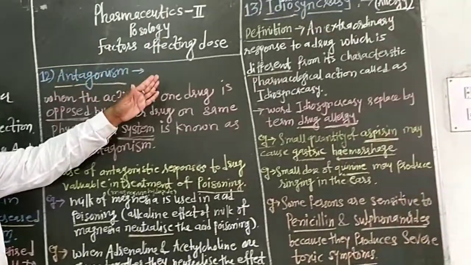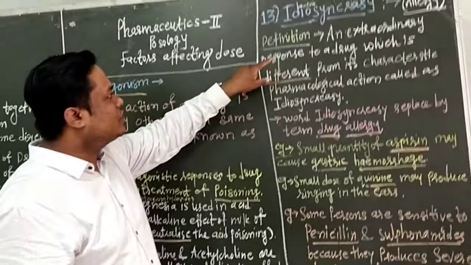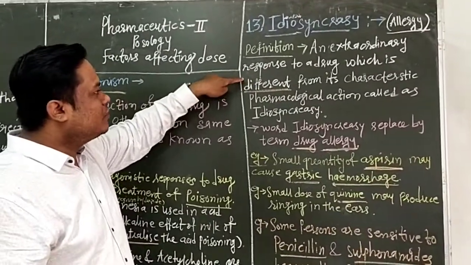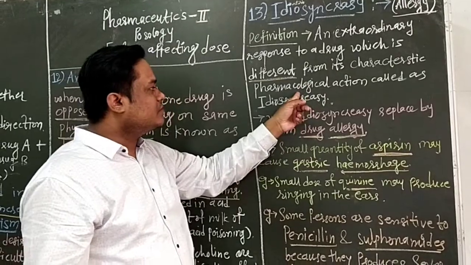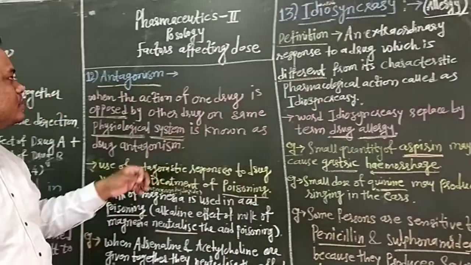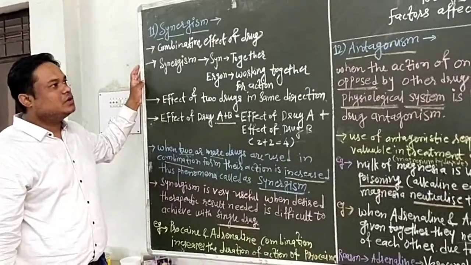And what is idiosyncrasy? It is simply termed allergy. Means when there is an extraordinary response to a drug which is different from its characteristic pharmacological action, it is called idiosyncrasy. So these are the factors influencing the dose of a drug.